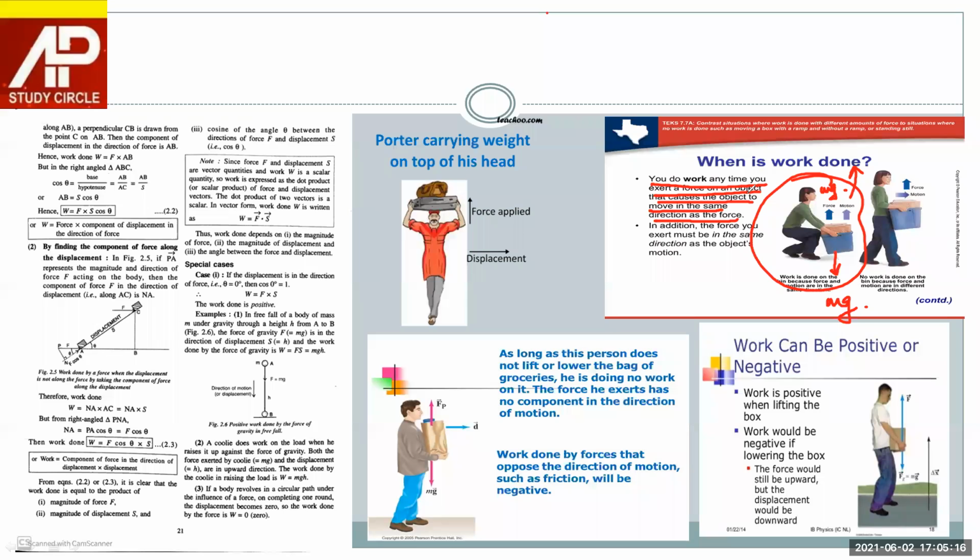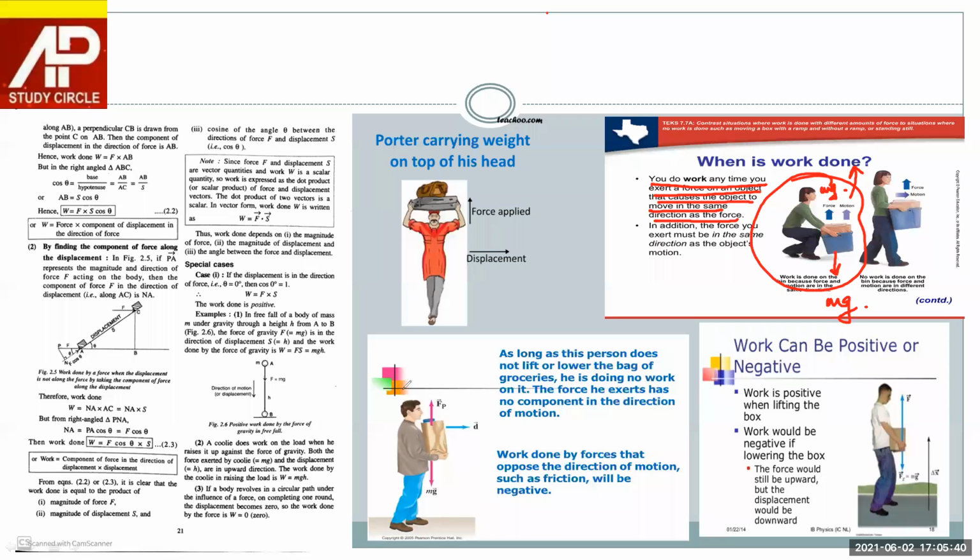Now, this lady is a pulley, suppose. This person is a pulley, suppose. The pulley is picking the load up. The same conditions: force is being applied, it causes displacement in the object, and in the direction of the force, work is being done. All right. Is that clear to you?